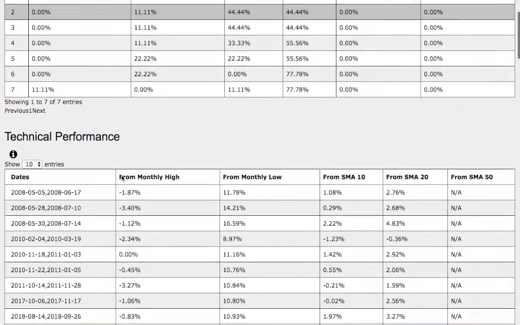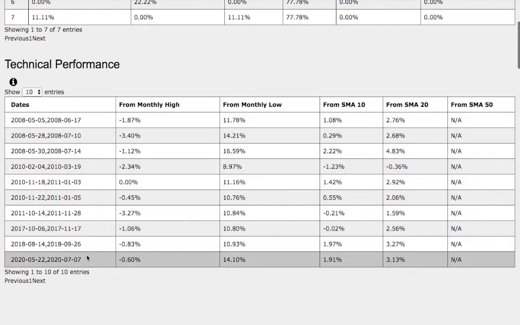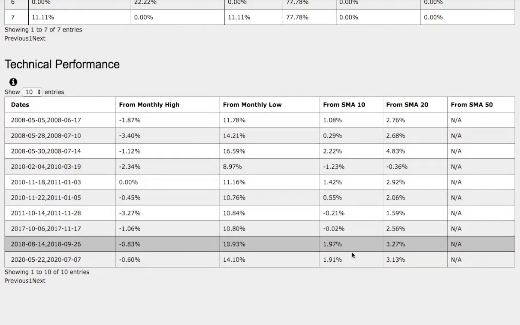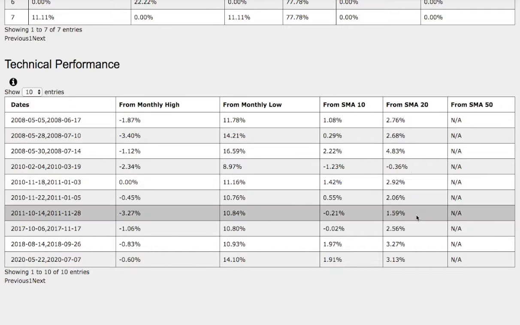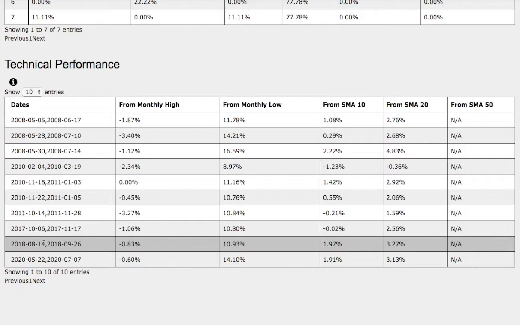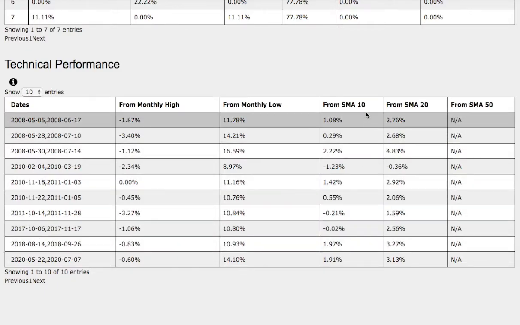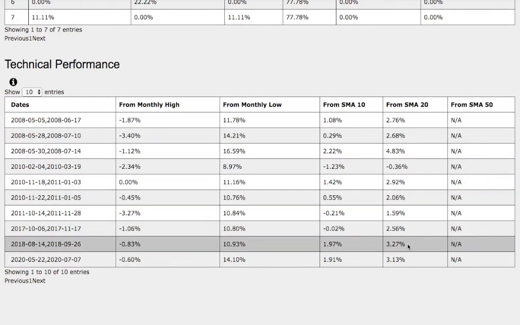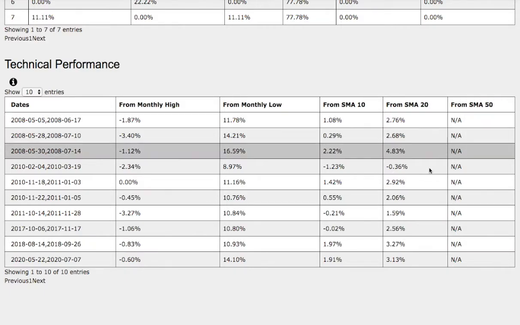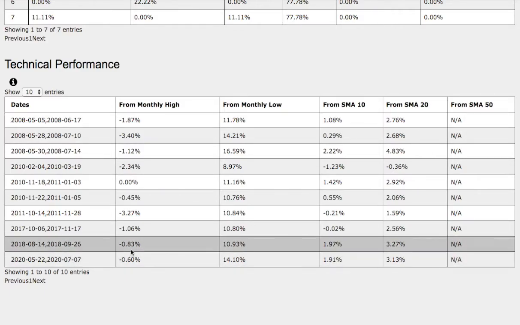Let's examine closer the technical performance of each trend. On the current trend that we're in, we're down 60 basis points from monthly high, up 14% from monthly low, up 2% from the 10 simple moving average, and up 3% from the 20-day simple moving average. We don't have a 50-day simple moving average because we're only examining a 30-day trend. So now let's examine the trend that we just found. Back then it was down 83 basis points from monthly high, up 11% from monthly low, up 2% from the 10 simple moving average, and up 3% from the 20-day simple moving average. So among the two trends, there are technical similarities.